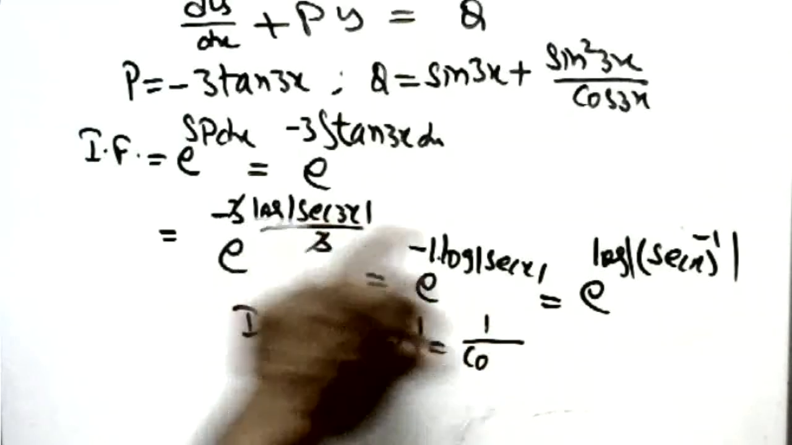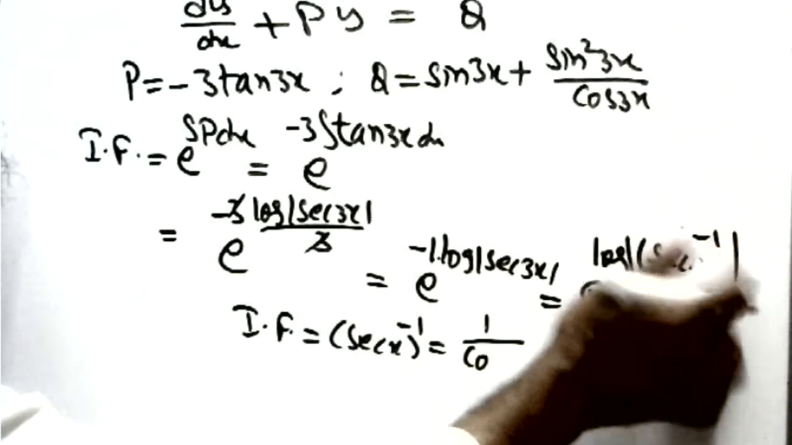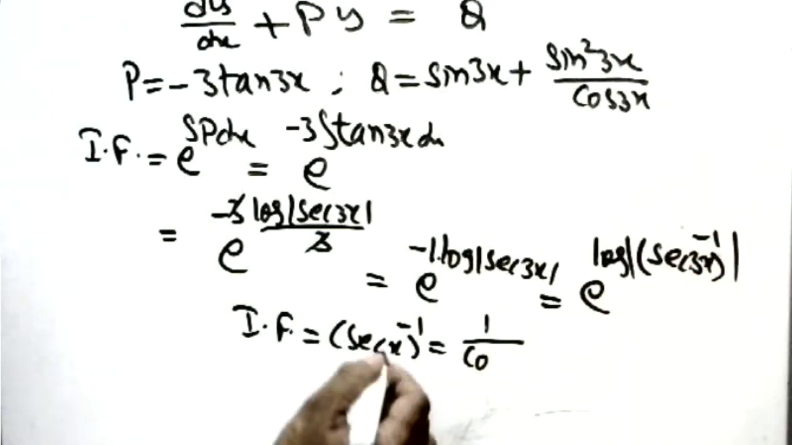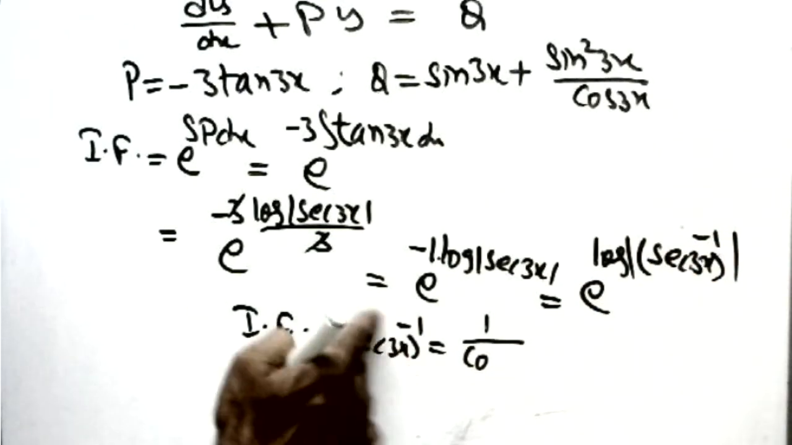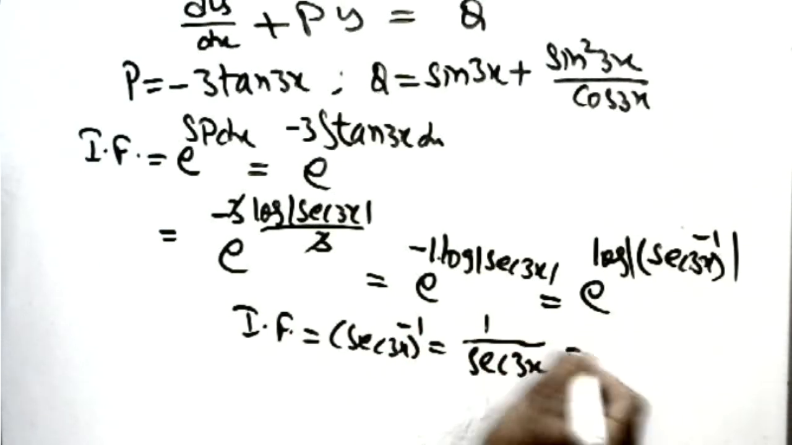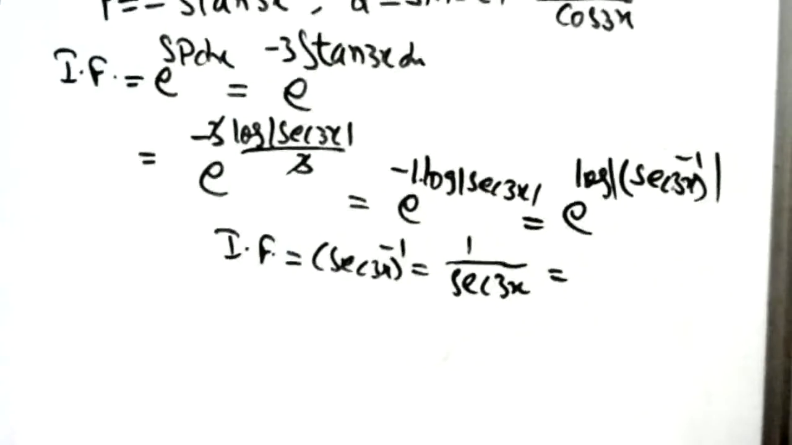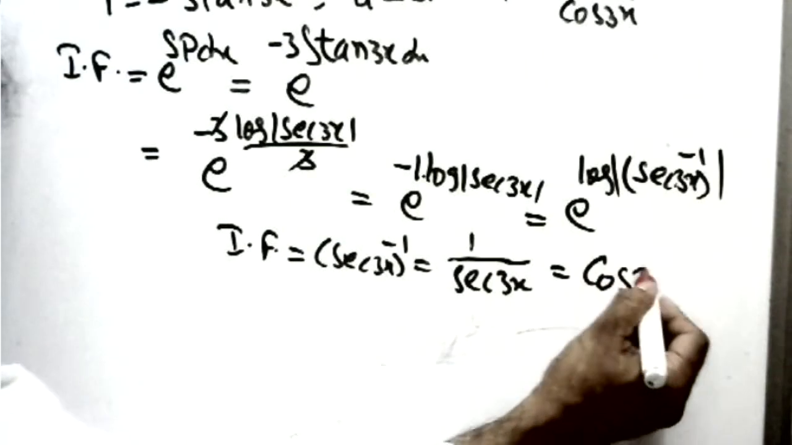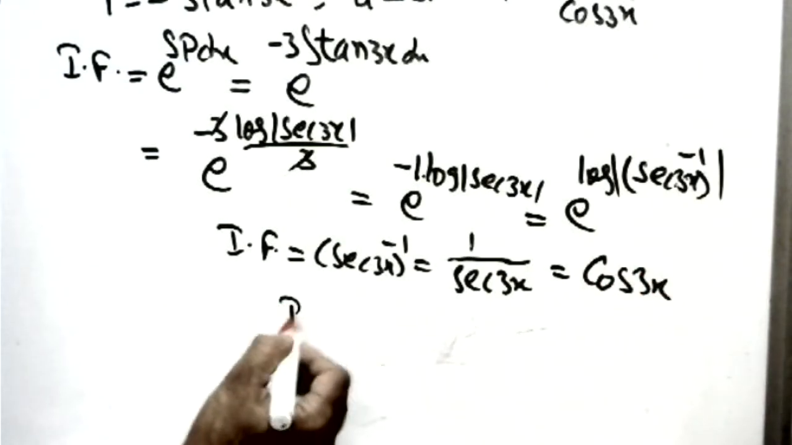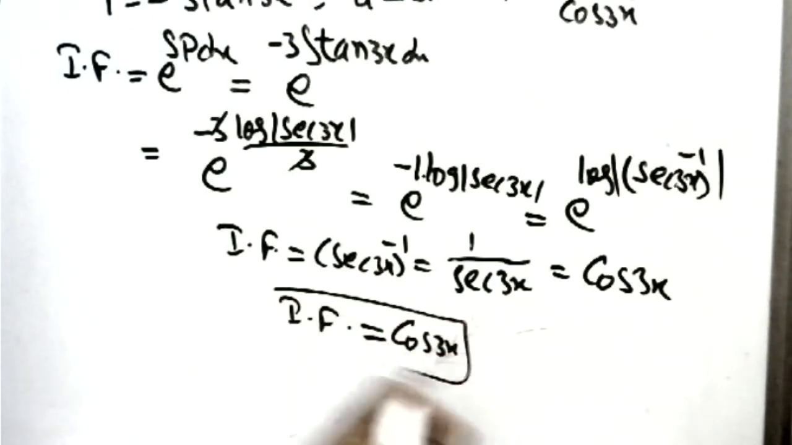So it is 1 by secant 3x, sorry, because here we are having 3, no? So secant 3x. Here also secant 3x. Now bring this power -1, which means 1 by secant 3x, because the power is minus. A power of -1 we can write as 1 by a. So this will be 1 by secant 3x, and 1 by secant 3x will become cos 3x. So we go to the first step: integral factor equals cos 3x.